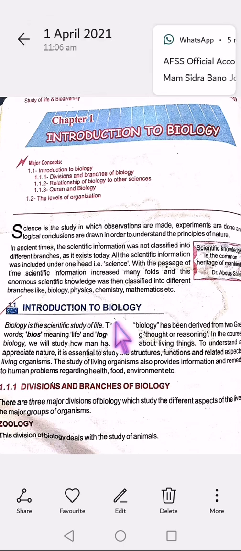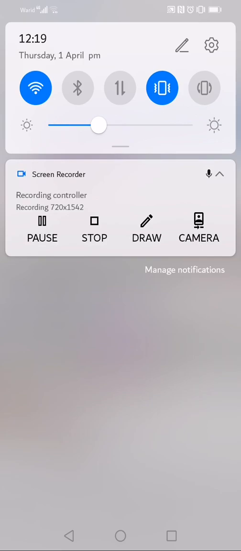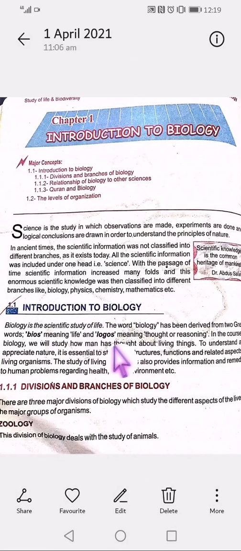The first one is called as bios. What is it? Bios is a Greek word, and the meaning of it is life or living. And the second part is logos. Bio, logos. By logos meaning thought, reasoning.